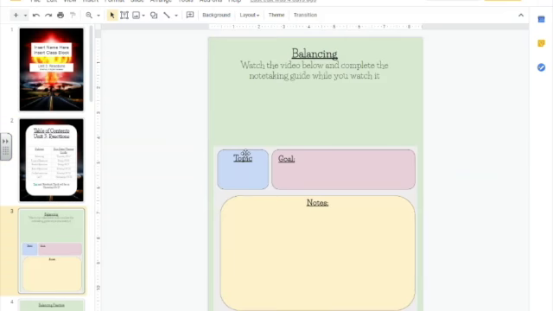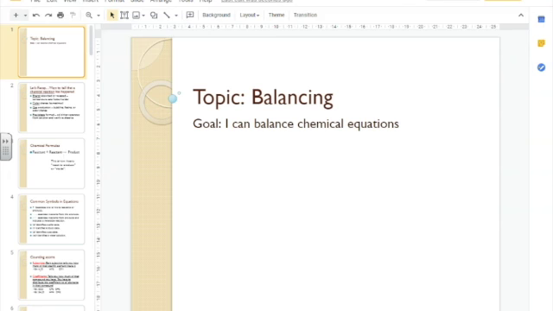All right, so the first thing we're going to talk about is balancing. So your topic for this section of notes is balancing, and your goal is I can balance chemical equations.